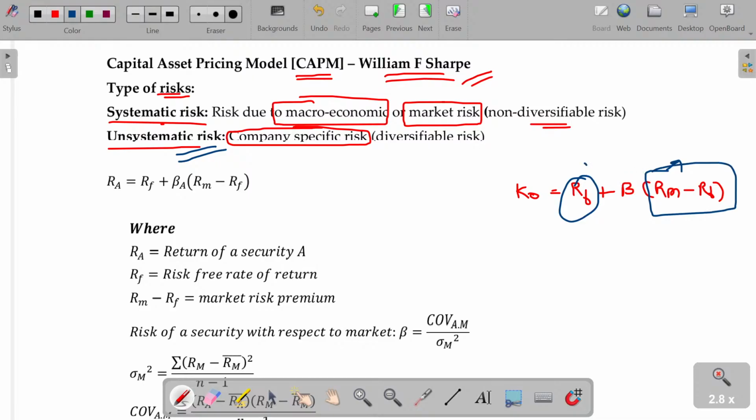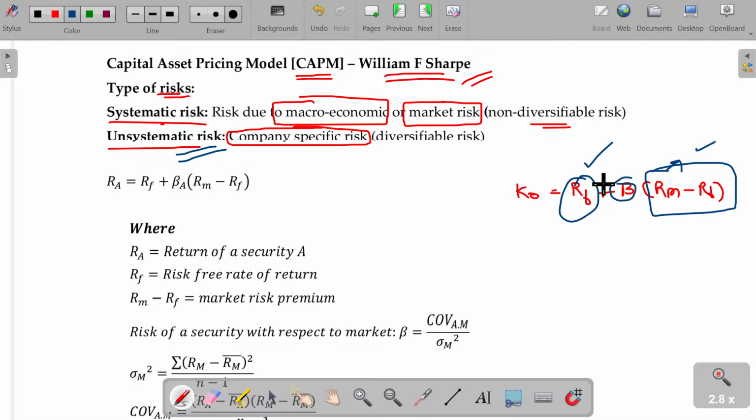If you invest in the bank, you will get this one. If you want to invest in the stock market, the extra return you expect from the stock market is RM minus RF. But you are not investing in all the shares. You may be investing in only one share, you know. Now you have to find out the risk of that particular share with respect to the market, which is represented as beta.